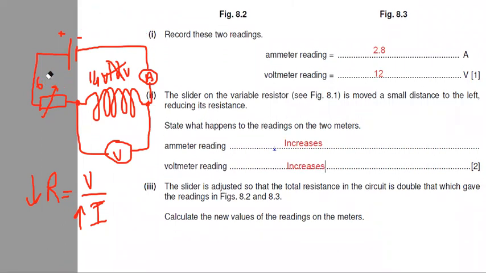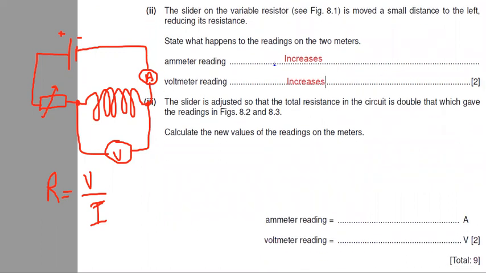Let's remove all this explanation in order to enter the second question. The slider is adjusted so that the total resistance in the circuit is doubled, which gave the reading in figure 8.2. Calculate the new values of the readings on the meters. First of all, the resistance is doubled, so the current will decrease by a factor of 2, which means that the current will be multiplied by half.